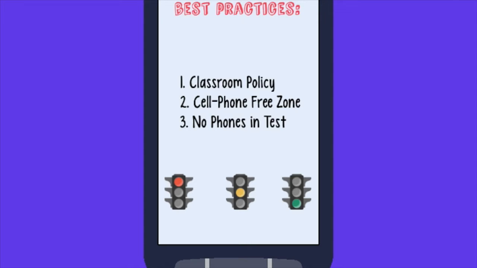The second is very similar to the laptop policy of having a cell phone free zone. So a place in your classroom where cell phones are not allowed and they're not going to serve as a distraction for a certain activity. And then third, collect cell phones before tests. Cell phones do not need to be allowed during tests.